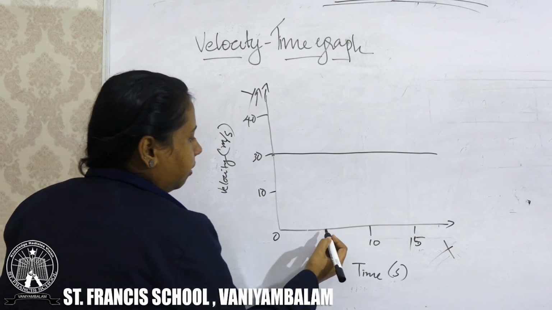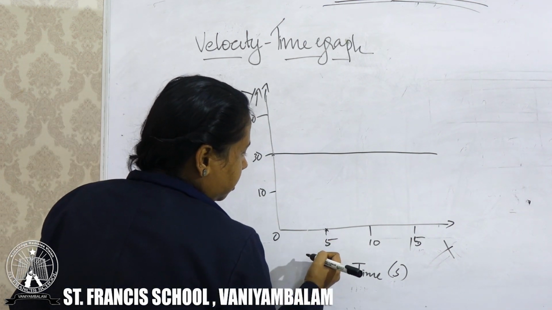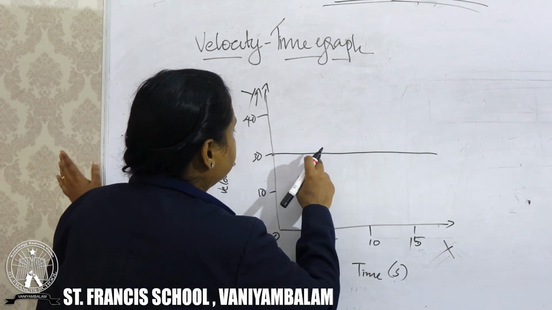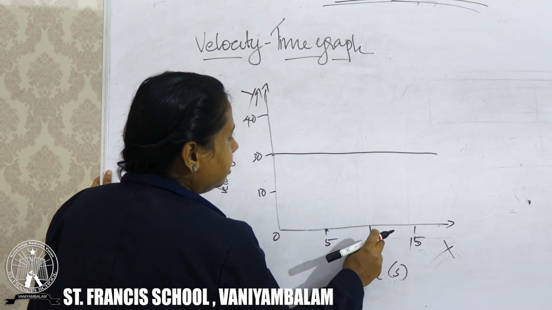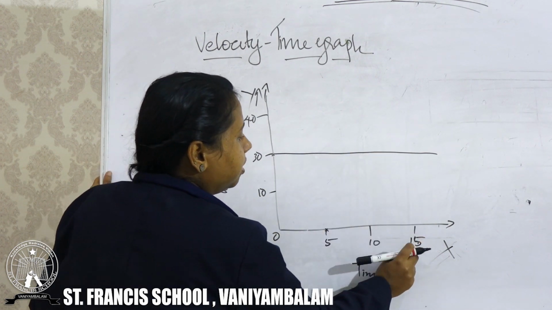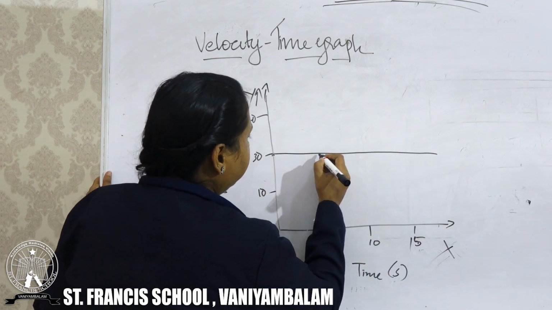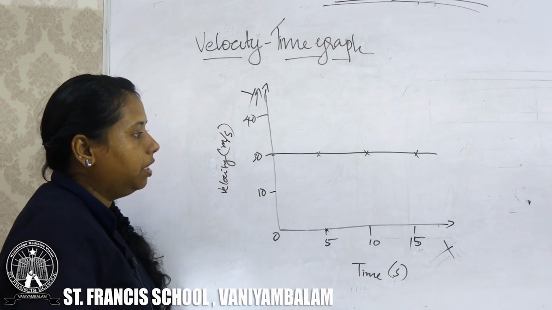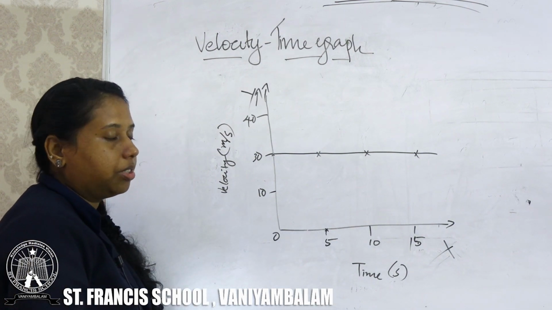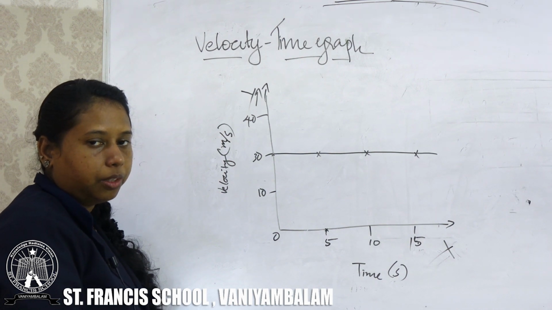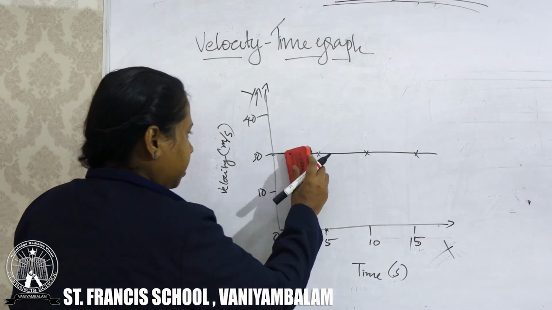Suppose at 5 seconds it was at 30, and at 10 seconds again it keeps the same velocity, and at 15 seconds again it keeps the same velocity. Suppose an object is moving with the same velocity, or uniform velocity. Uniform velocity. I will explain once more.